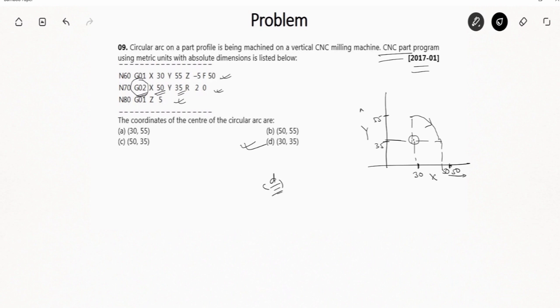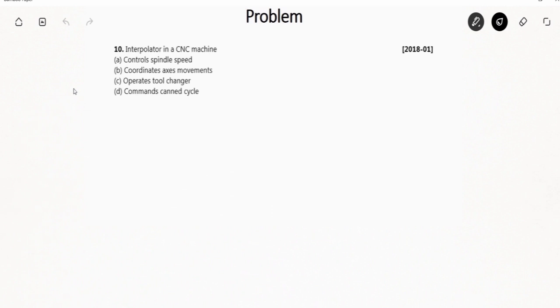Now moving to the next question. This is again a question from GATE 2018, and see, they have repeated the question. The same question was asked previously in 2014: interpolator in a CNC machine, and they haven't changed the options either. So if you remember the GATE 2014 question, the interpolator in a CNC machine controls the feed axis movement. So the correct answer is option B. Option B is the right answer.